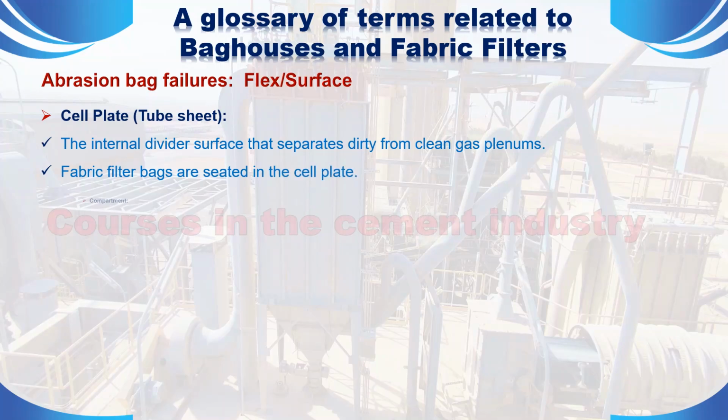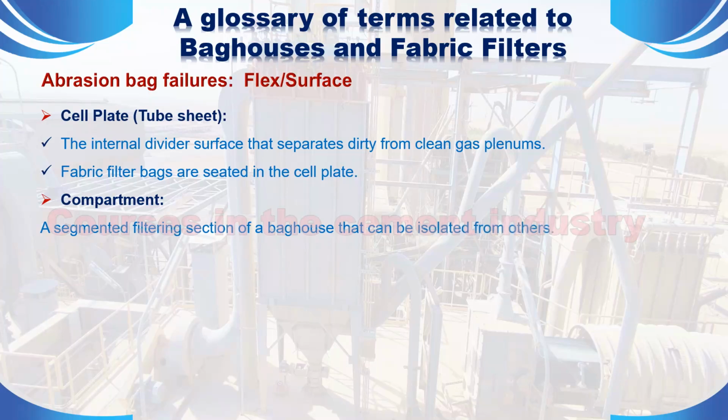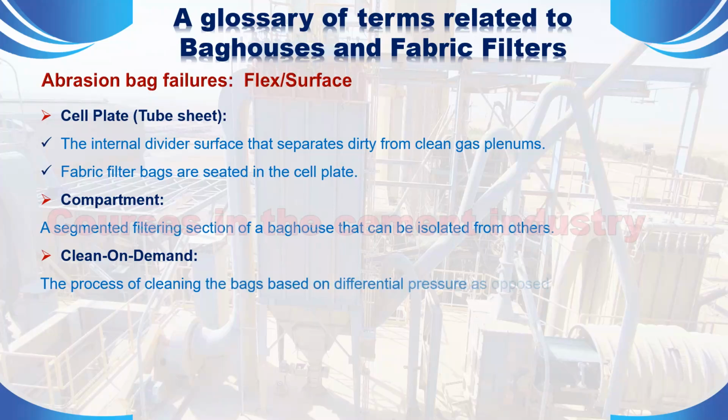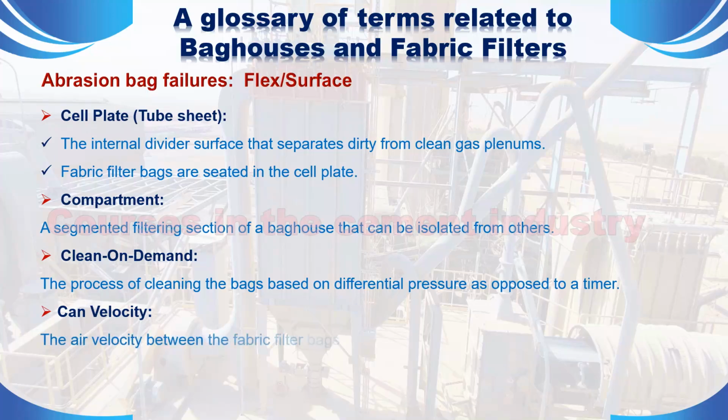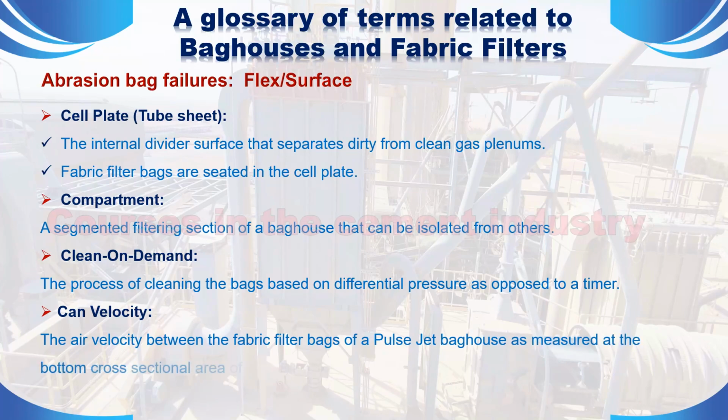10. Compartment. A segmented filtering section of a baghouse that can be isolated from others. 11. Clean on demand. The process of cleaning the bags, based on differential pressure as opposed to a timer. 12. Can velocity. The air velocity between the fabric filter bags of a pulse jet baghouse as measured at the bottom cross-sectional area of the bags.